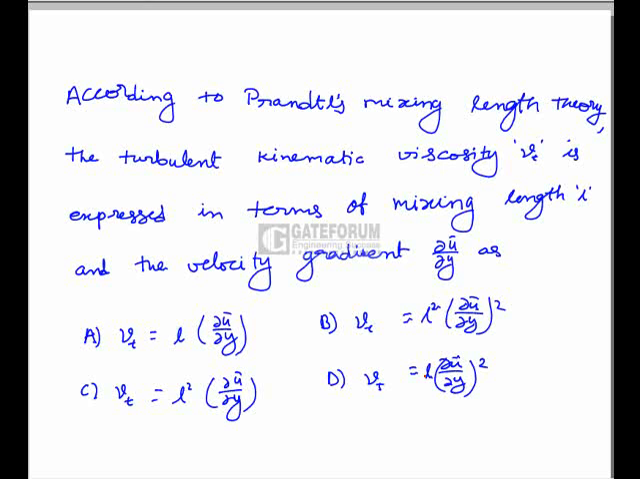According to Prandtl's mixing length theory, the turbulent kinematic viscosity nu T is expressed in terms of mixing length L and the velocity gradient dou U bar by dou y as. Here in the given equations, the equation nu T is equal to L square into dou U bar by dou y is the right answer, and the correct option is C.